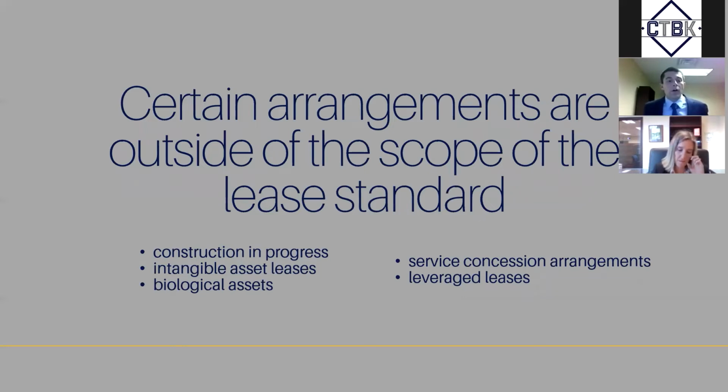Certain agreements are outside of the scope of Topic 842, and presented here are some examples of such arrangements. For example, leases of intangible assets such as cloud computing arrangements. Guidance for these arrangements can be found in ASC 350, Intangibles, Goodwill, and Other. And another example includes leases of assets that are under construction, and guidance for these arrangements can be found in ASC 360, Property, Plant, and Equipment. And with that, I'm going to turn it back over to Kristi to continue talking about the scope of Topic 842.